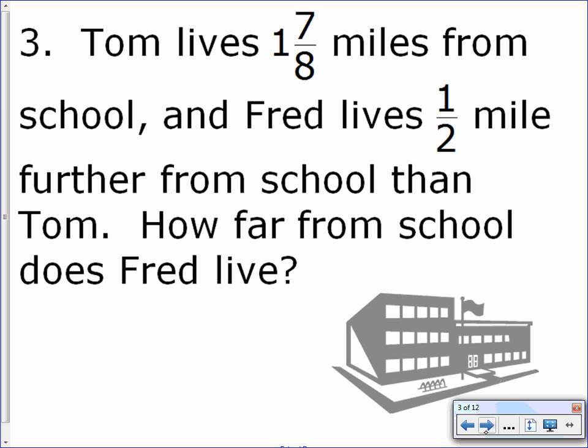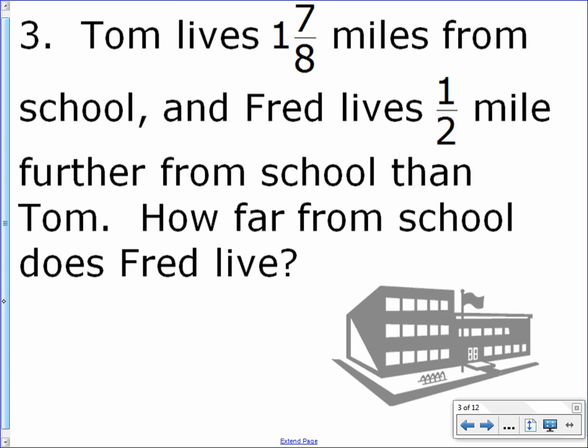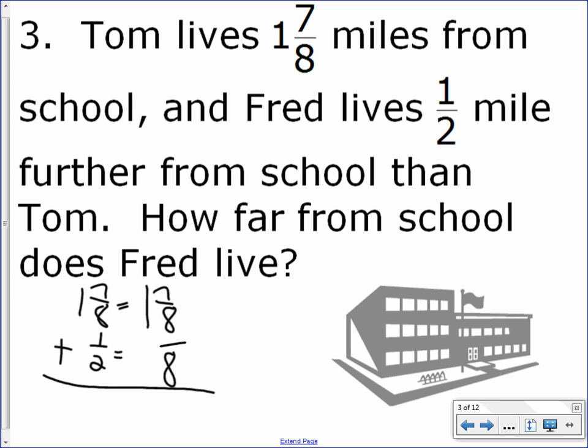Number 3, Tom lives 1 7/8 miles from school and Fred lives a half mile further from school than Tom. How far from school does Fred live? This is an addition problem, guys. 1 7/8 plus 1/2. First step is to find a common denominator, which in this case is 8. 1/2: 2 times 4 is 8, 1 times 4 is 4, so that's 4/8. 7/8 plus 4/8 is 11/8, and you still have your 1.